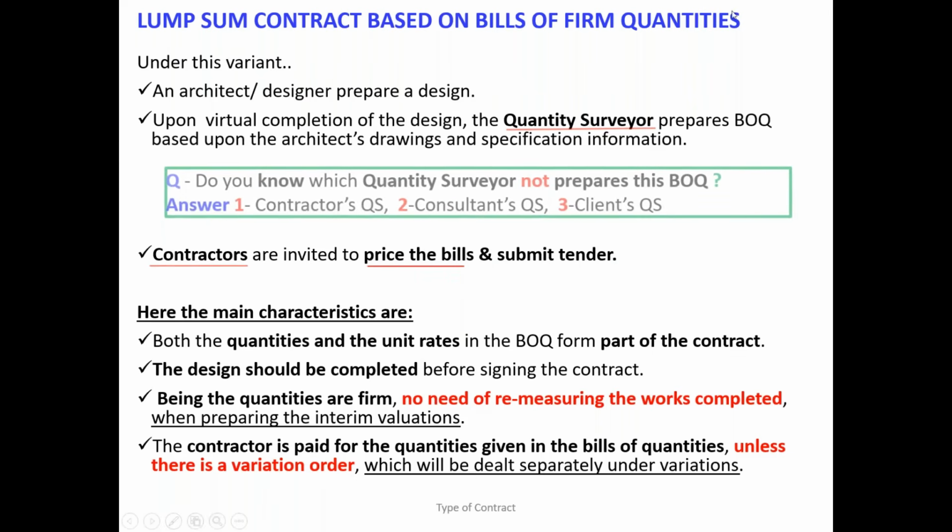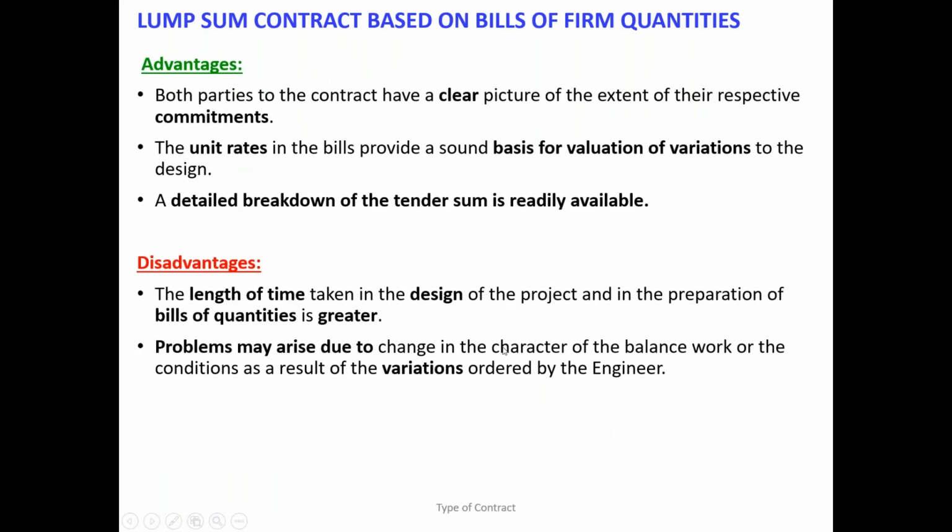Now if you see the lump sum contract based on bill of firm quantities, yes, the advantages are almost the same, but one added advantage is that a detailed breakdown of the tender sum is now readily available. Therefore, for any variation, you can use these rates in order to evaluate the variation.